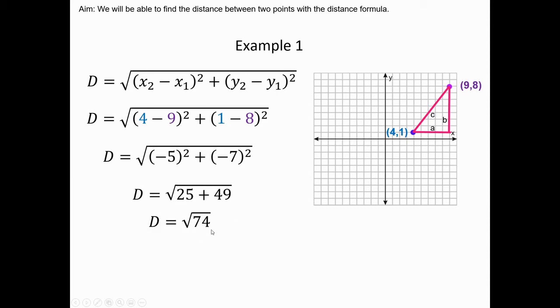And that still doesn't really tell us the distance, so just put it in your calculator, round to the nearest tenth, and you get about 8.6. So I know the distance between (4, 1) and (9, 8) is 8.6. Let's go ahead and do one more example, okay?